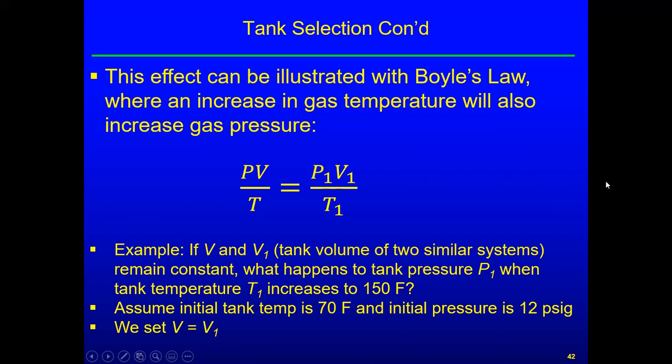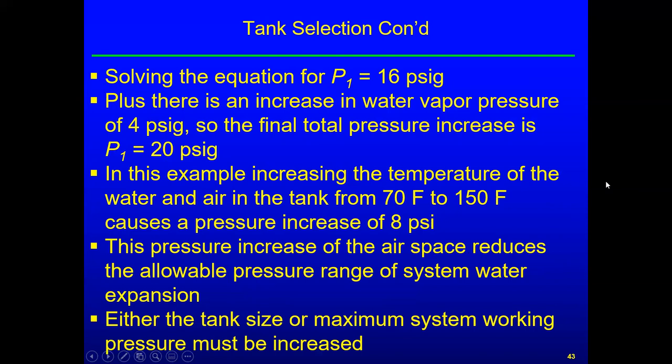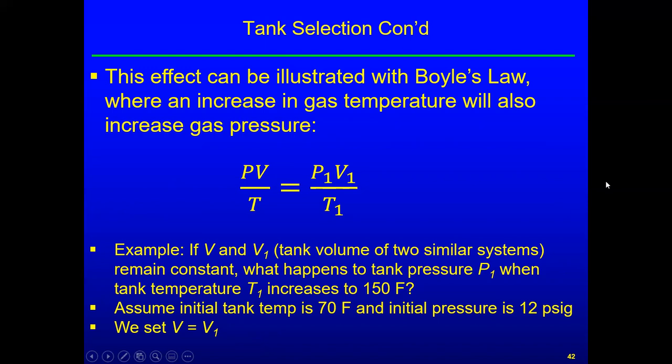So it went up, what, four? I can do arithmetic in my head. Plus, and I would not have thought of this, but if you think about it for a minute with your psychrometrics, it's true. Plus, there is an increase in water vapor pressure of 4 PSIG. So if you look up the saturation, and I did this, and I'm not going to break out of my presentation, I looked up the saturation pressure at 70 Fahrenheit. And on my little calculator, it comes back, it's 0.4 PSI.